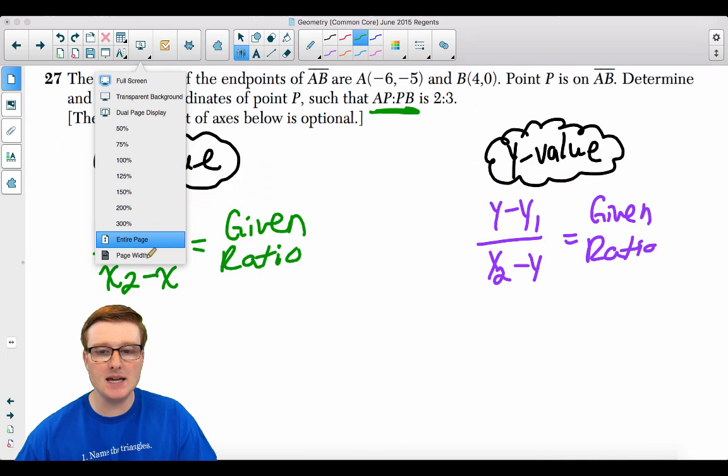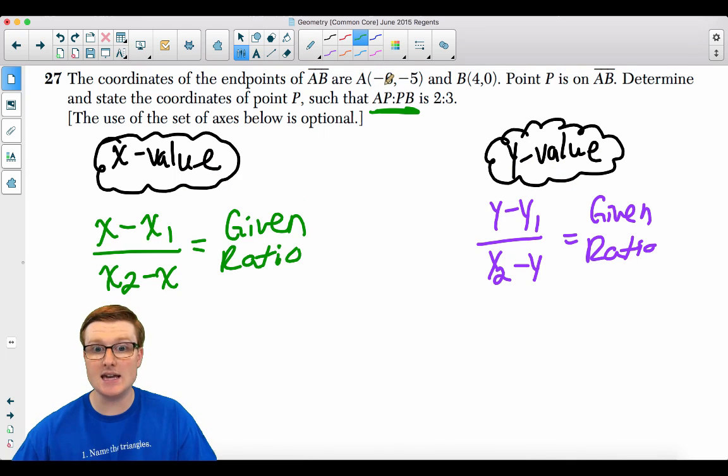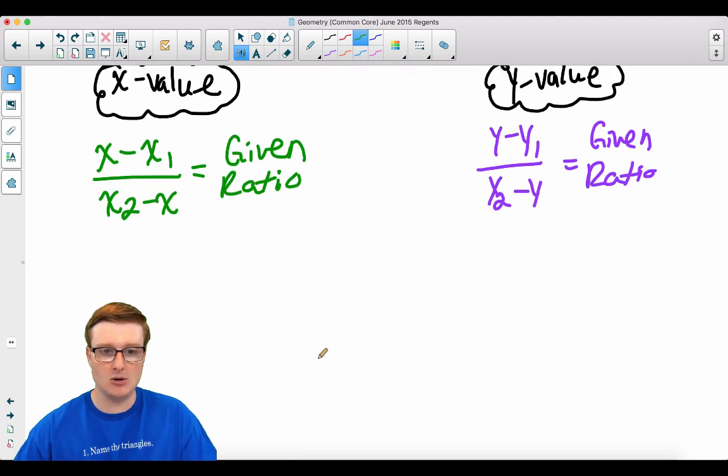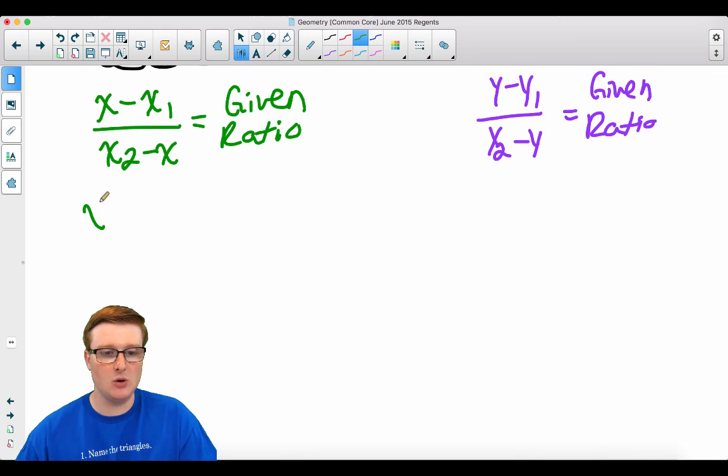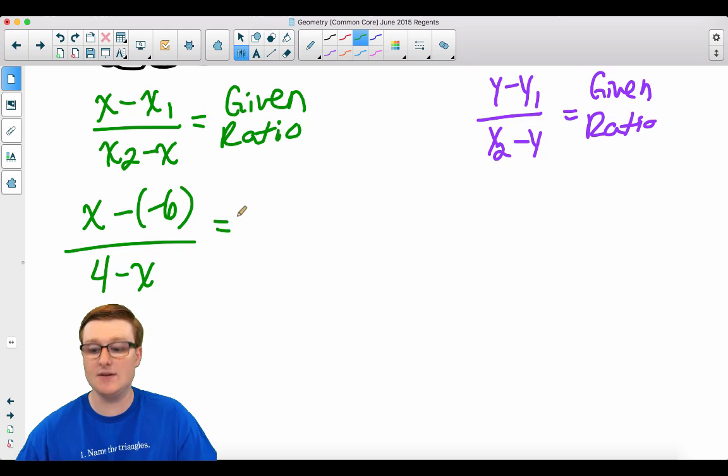It says AP to PB. Point A is the point that you always start with. You're going to call that x1 and y1. Your point B is always x2 and y2 because that's the last point that follows it. Now, I'm going to plug in my values. So x minus negative 6 over 4 minus x is equal to the given ratio.